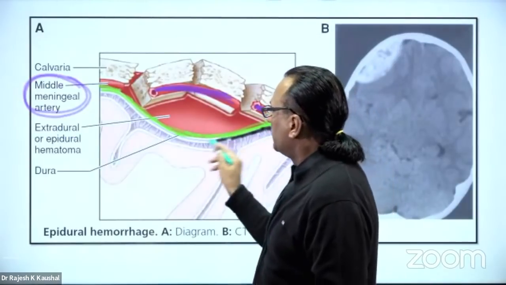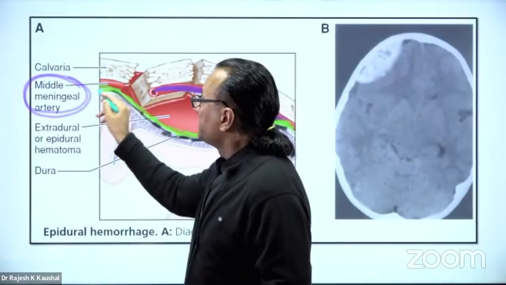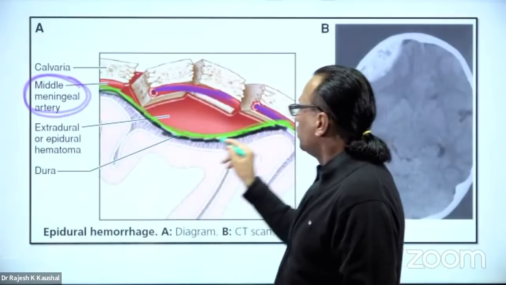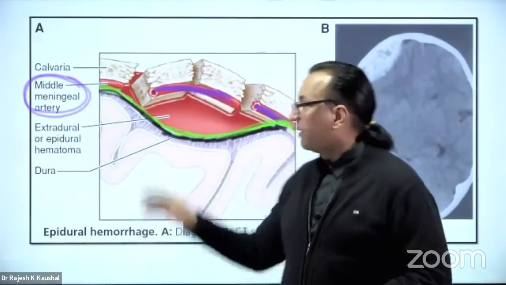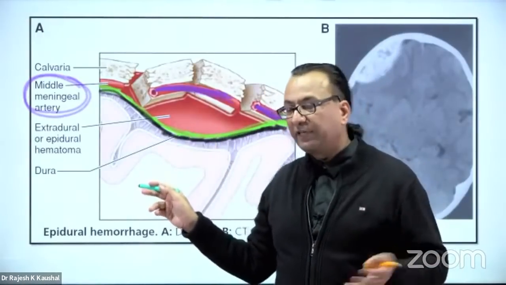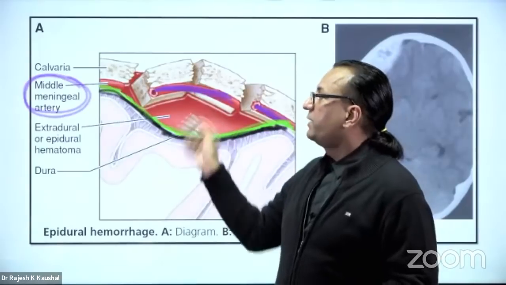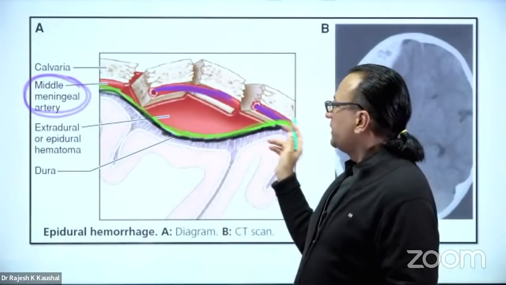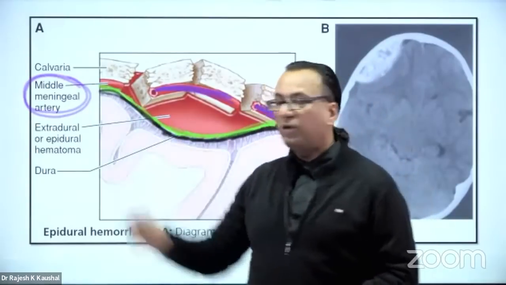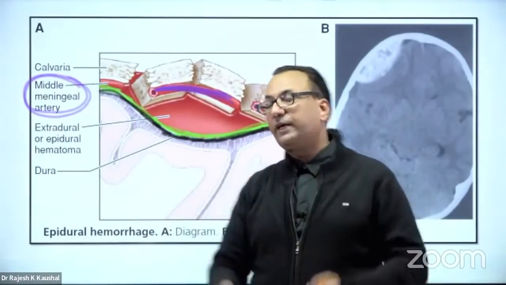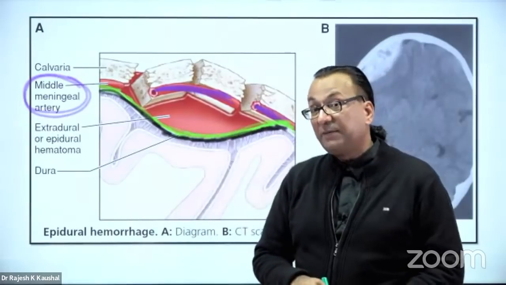These layers are usually fused, and it is difficult to separate them until there is some anatomical separation. So the bleeding is outside both the layers. May it be the endosteal layer of dura mater or the meningeal layer of dura mater, both are fused, bleeding is outside. And what if the bleeding is inside, deeper to that?